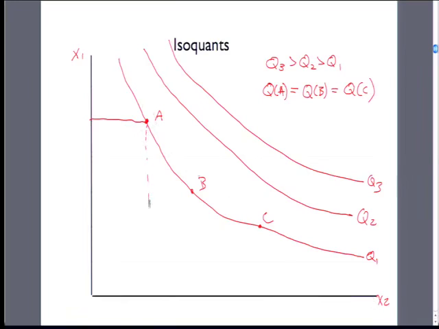And if we read off where point A was, let's say we have 10 units of x2 and 25 units of x1. Each of A, B, and C would be different bundles. So let's say this one is 15 and 17. This one is 10, so this out here would be 30 and 10. These are each sets of inputs that produce the same level of output. I know this is kind of slow motion, but I just want to make sure it gets through.